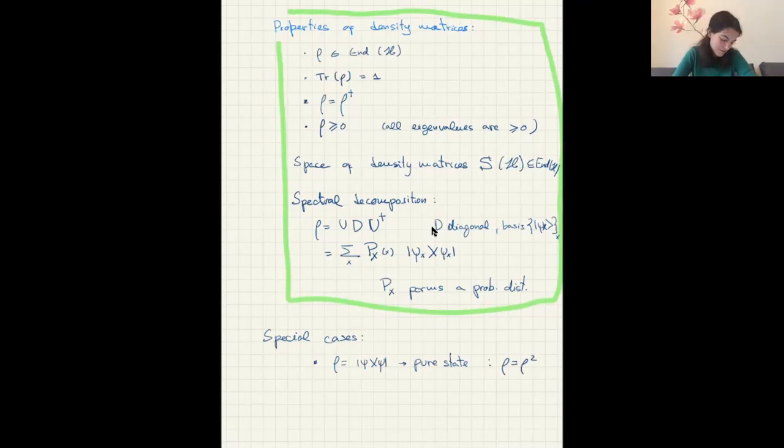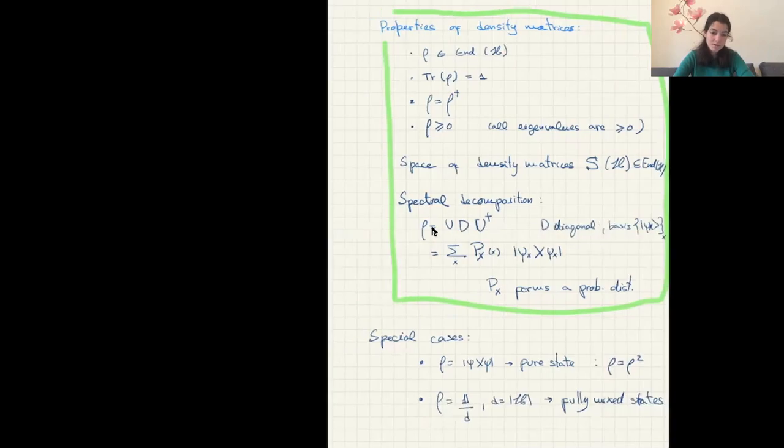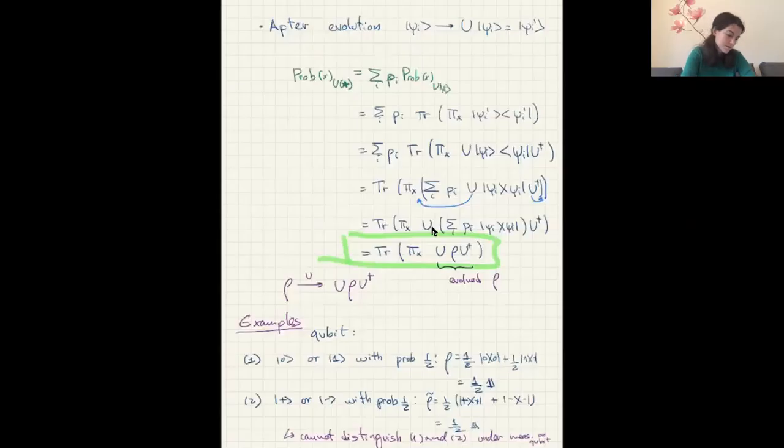Good. On the other extreme, you have fully mixed states. So this is when rho is the identity divided by the dimension of the Hilbert space. Let's write it just D, where D is the dimension of the Hilbert space. So this is what we call the fully mixed state. These examples that we saw just before were fully mixed states.